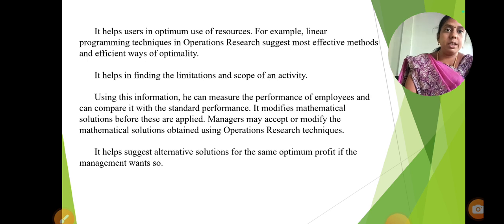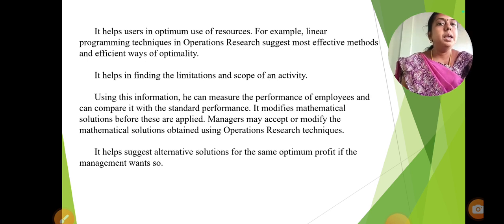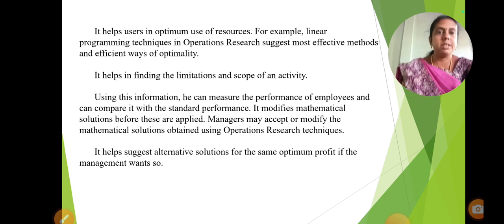It helps the users in optimum use of resources. For example, linear programming techniques in OR suggest more effective methods and efficient ways of optimality. It helps in finding limitations and scope of an activity. Using this information, one can measure the performance of employees and compare it with the standard performance. It modifies mathematical solutions before these are applied. Managers may accept or modify the mathematical solutions obtained using operation research techniques. It helps suggest alternative solutions for the same optimum profit if the management wants so.